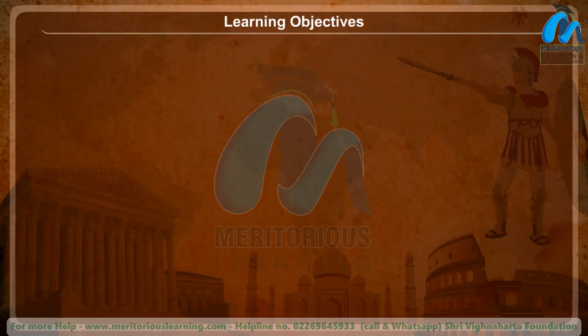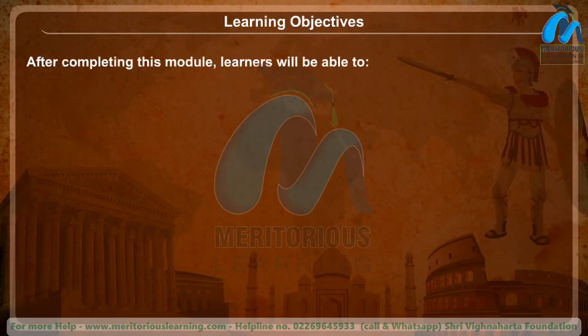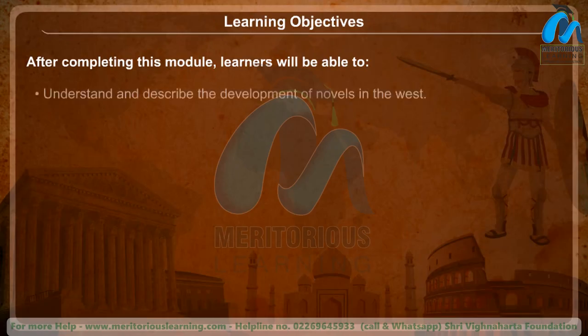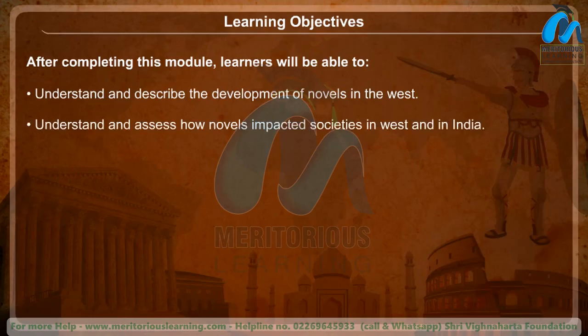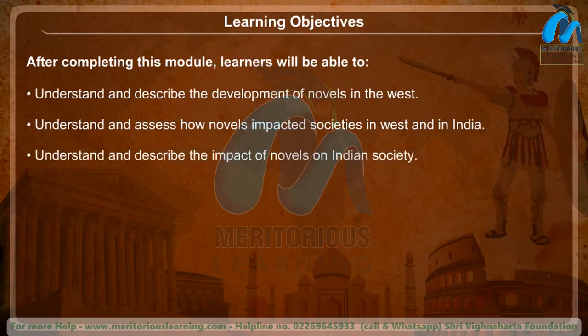Learning objectives. After completing this module, learners will be able to understand and describe the development of novels in the West. Understand and assess how novels impacted societies in the West and in India. Understand and describe the impact of novels on Indian society.